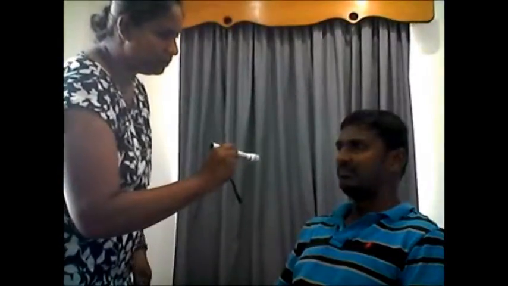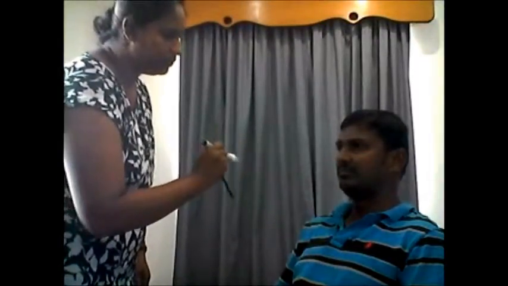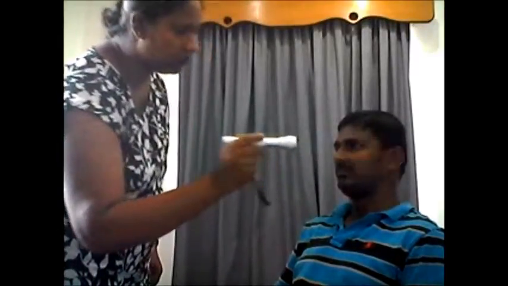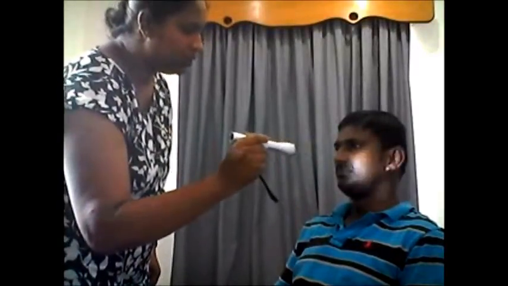Now I'm going to do the pupillary light reflex test. The first one is direct and consensual light reflex. I'm going to shine the torch on your right first, then on your left. I could see that the pupil constricted. Now I will use the left eye. I could see that the pupil constricted.